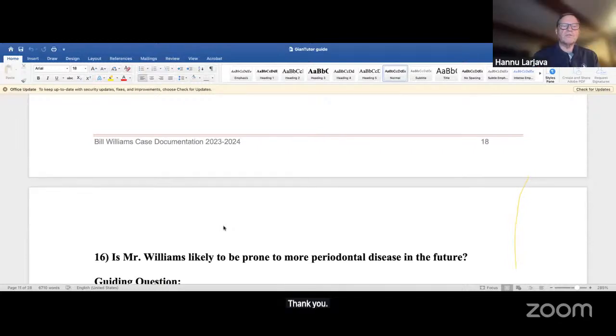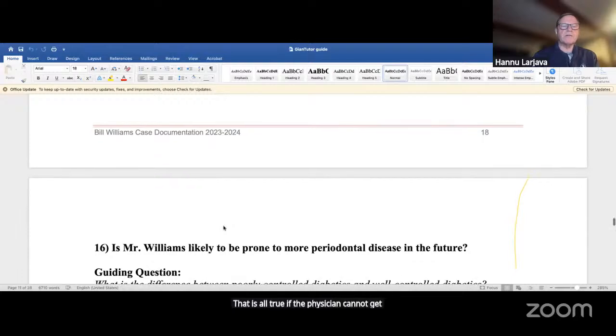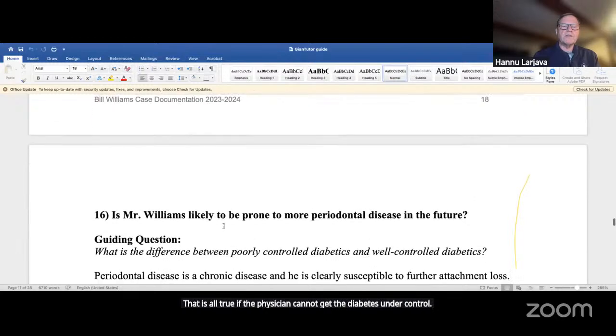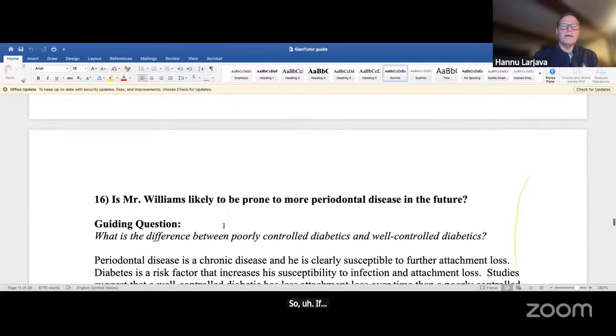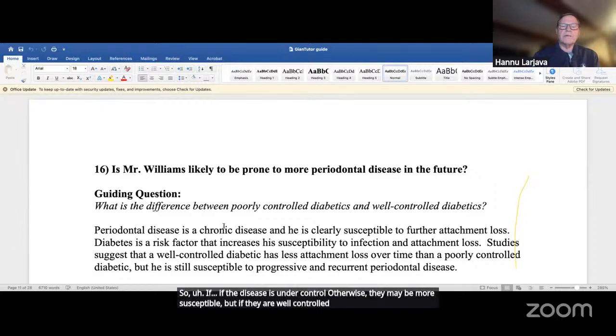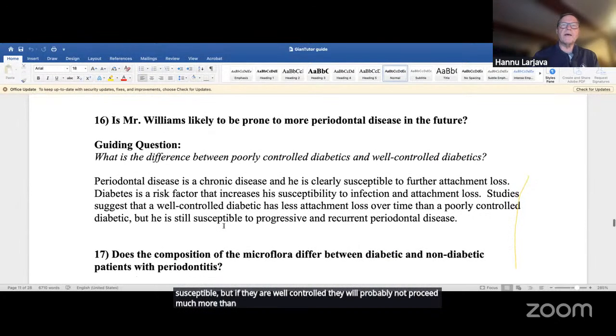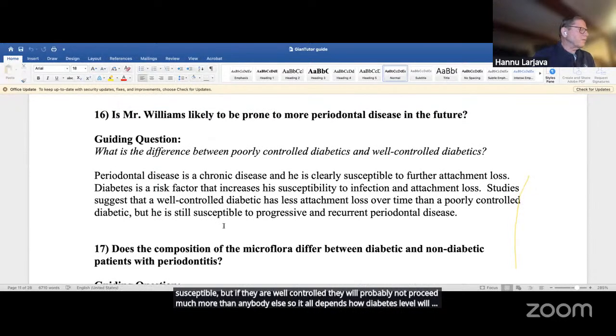That is all true if the physician cannot get the diabetes under control. So if the disease is under control, otherwise they may be more susceptible, but if they are well controlled, they will probably not proceed much more than anybody else. So it all depends how the diabetes level will be controlled.